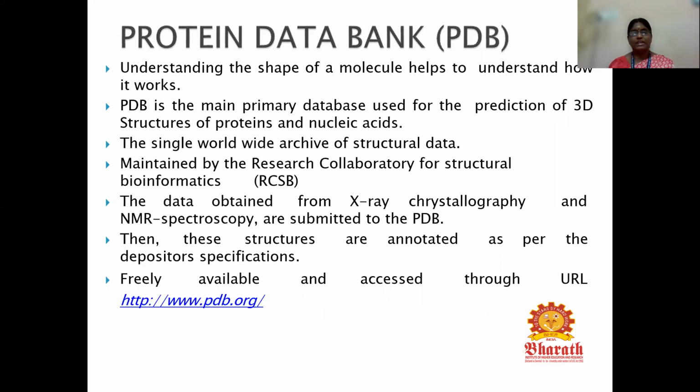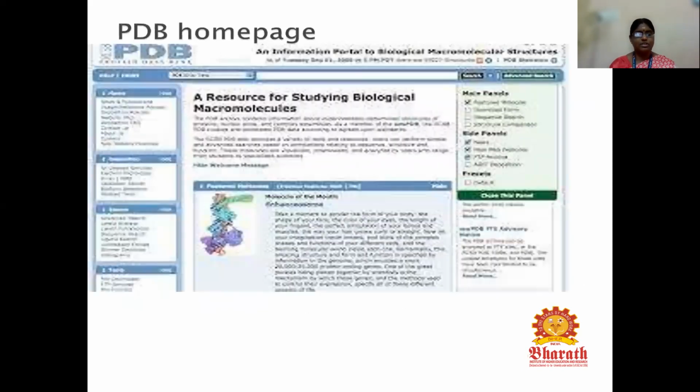So in PDB also we can see the primary, secondary, tertiary, and quaternary structure of particular proteins by using X-ray crystallography and NMR spectroscopy. Then these structures are annotated as per the depositor specifications. It is freely available and accessed through the URL www.pdb.org. So this is the home page of PDB. It is the main resource for studying biological macromolecules.